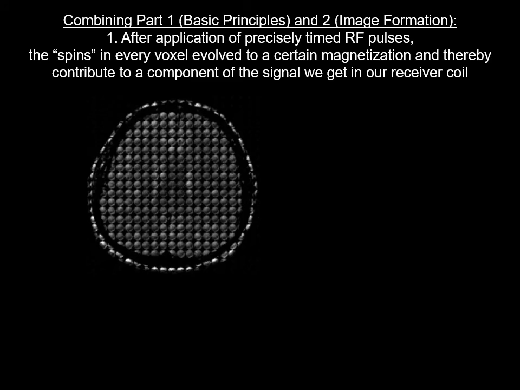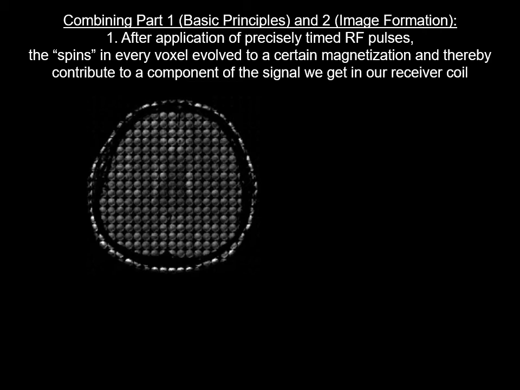At this point, I'd like to combine the information that we learned in part 1 under basic principles and in part 2 under image formation. So before we started the process of image formation, in part 1, after the application of precisely timed radio frequency pulses, the spins in every voxel evolved to a certain magnetization, and thereby were contributing to the signal that we got in our RF receiver coil.